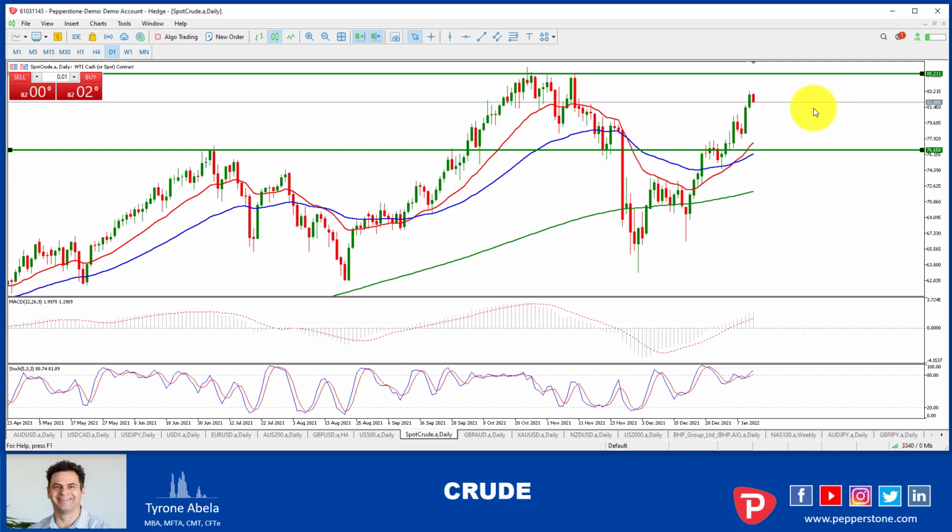So trade in between these two zones until we get a key break above either or below the 76. And then we'll look for a longer term trend on that one. But for now, just trade inside this channel, and we should be right for the short term.